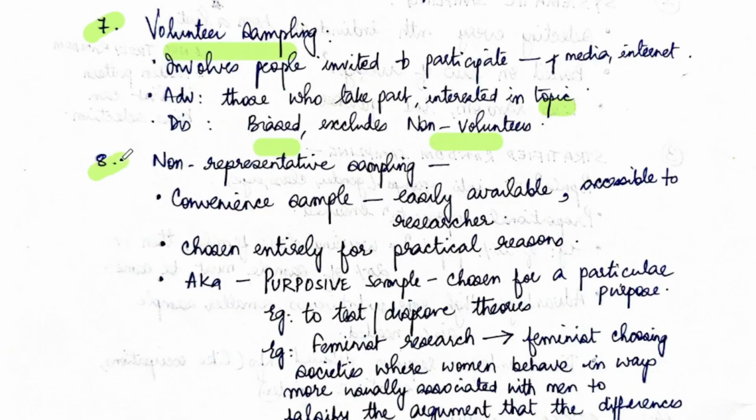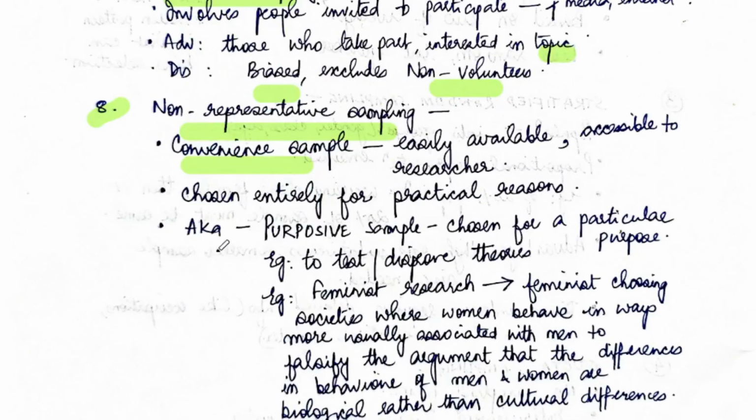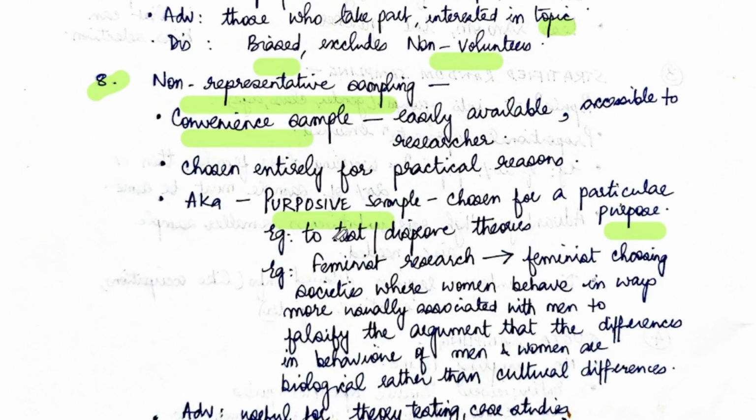And last, non-representative sampling. Non-representative sampling is also called convenience sampling, where the researcher deliberately chooses people relevant to the research question. Here, the focus is on convenience, easy availability and accessibility to the researcher. It is chosen entirely for practical reasons. It is also known as purposive sampling. Why? Because it is chosen for a particular purpose, for example, to test or to disprove theories.